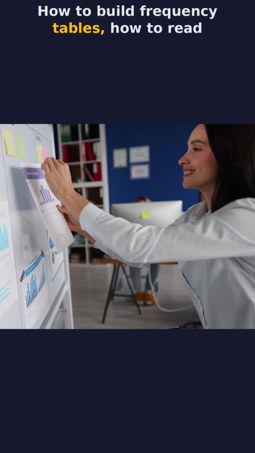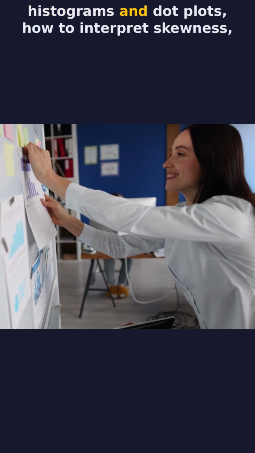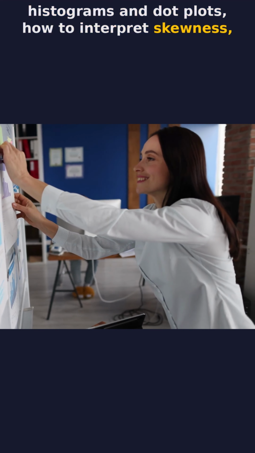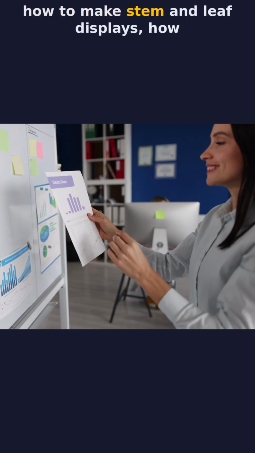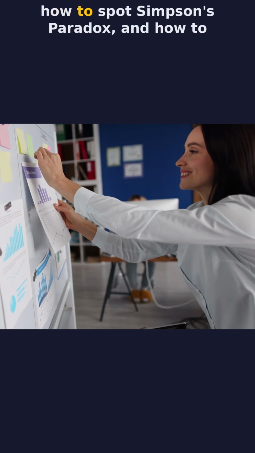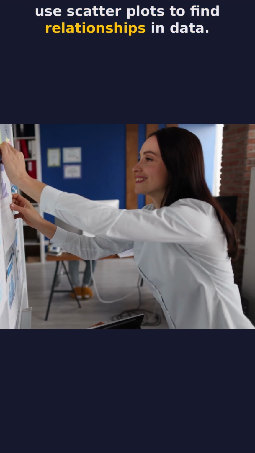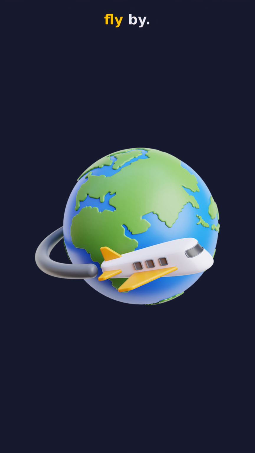Stick around. Here's what we're covering today: how to build frequency tables, how to read bar charts and pie charts, how to create histograms and dot plots, how to interpret skewness, how to make stem and leaf displays, how to read crosstabs and side-by-side bars, how to spot Simpson's paradox, and how to use scatter plots to find relationships in data. That's a lot, but trust me, it's gonna fly by.